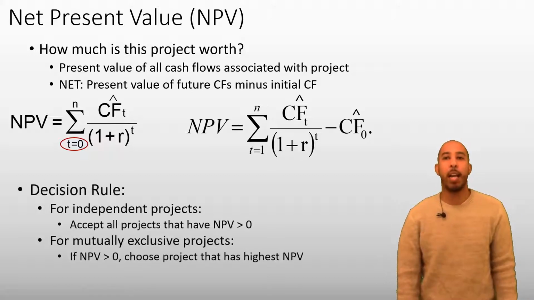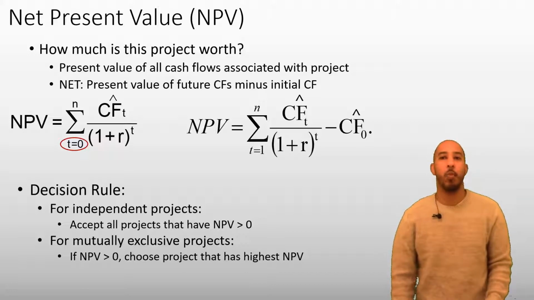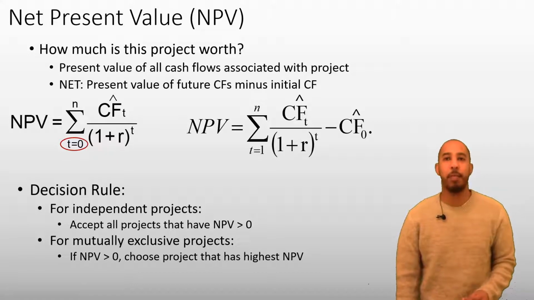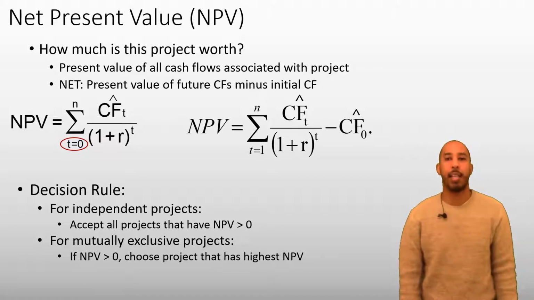Once we compute a value for NPV, we need to make a decision. And we have a very simple decision rule. If the projects are independent, meaning if we choose to do one, we can also do the other, we would accept all projects that have a positive net present value. And for mutually exclusive projects, we'd first check whether the projects have a positive NPV. If they do not, we'll reject them outright. If they do have positive NPVs, then we would select the project that has the largest NPV.